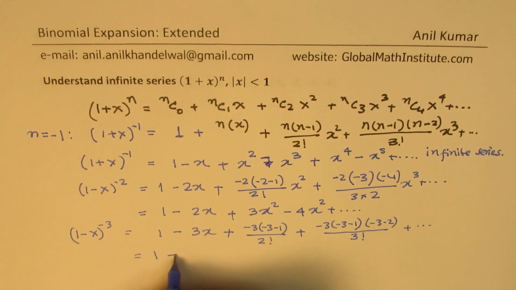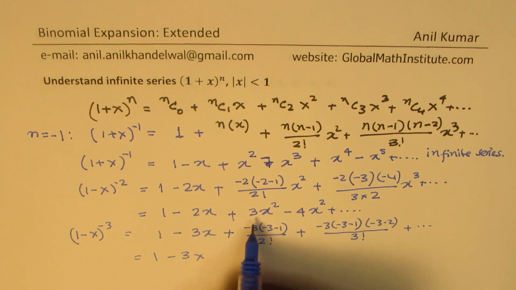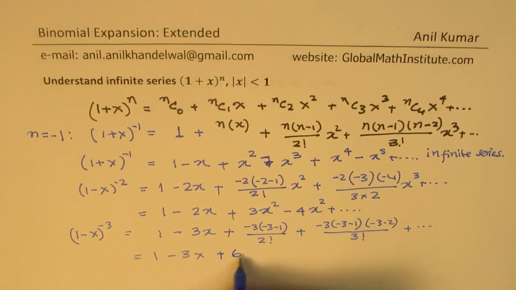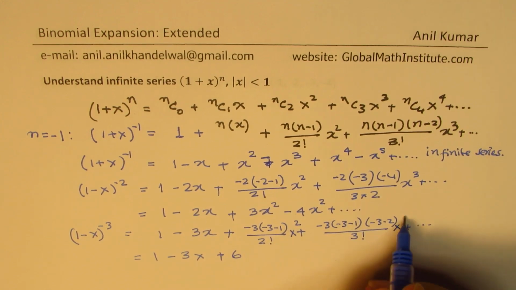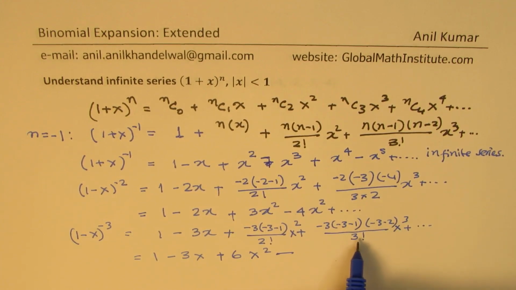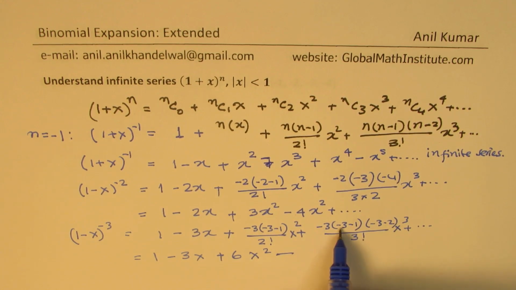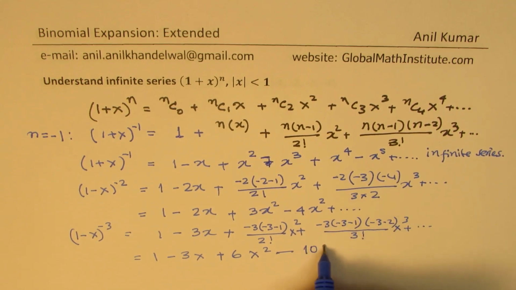So what you really get here is 1 minus 3x, and here minus 3 minus 1 is minus 4. So that divided by 2 is minus 2, and so you get minus and minus is plus 6x squared, and that is x cubed. So 6x squared, and here we'll take a negative term. In the numerator, we have minus 3, and then minus 3 minus 4 is minus 4. So that gives you 2 here, and minus 3 minus 2 is 5, multiplied by 2 is 10. So we get 10x cubed.